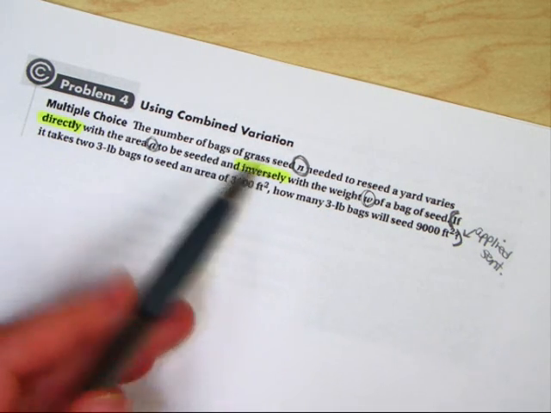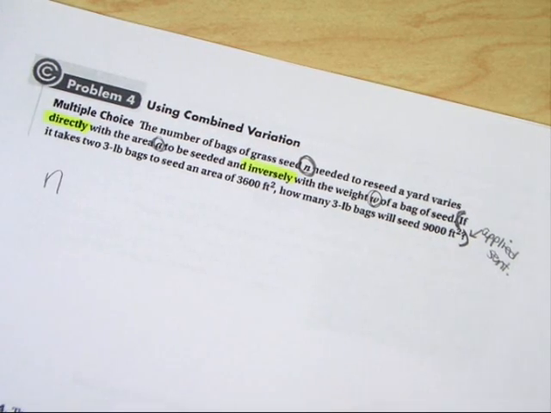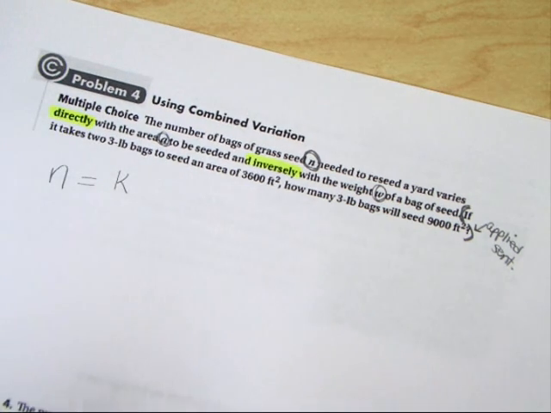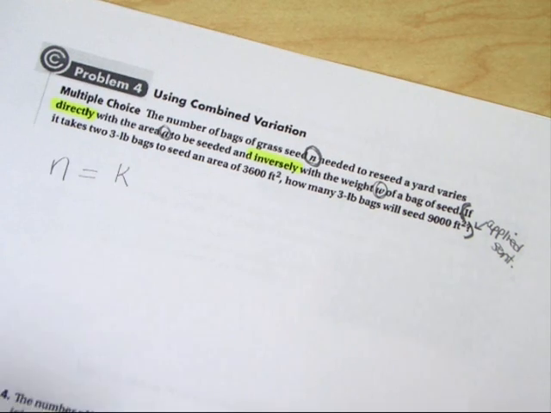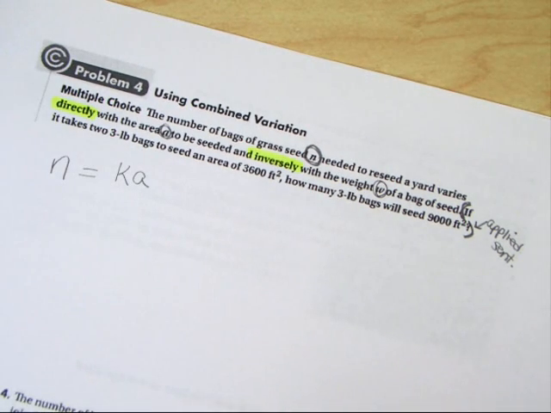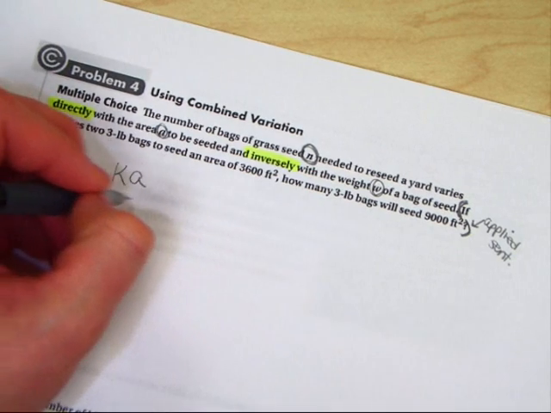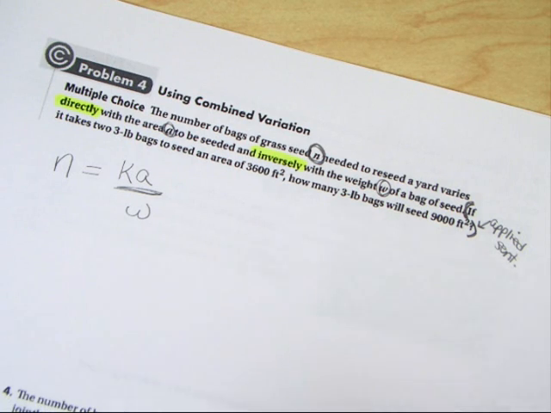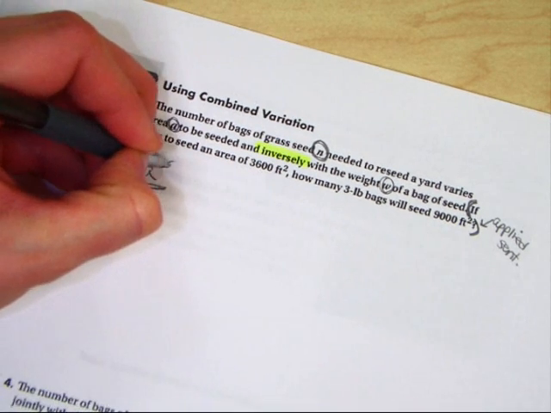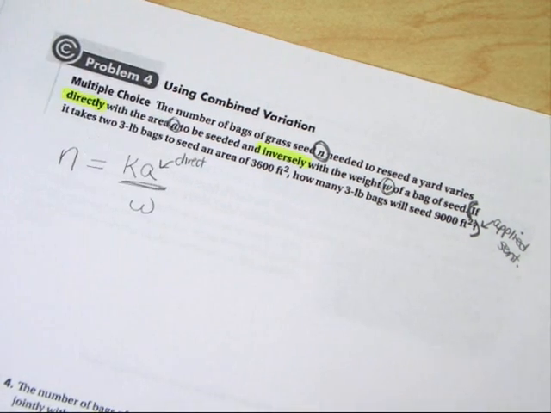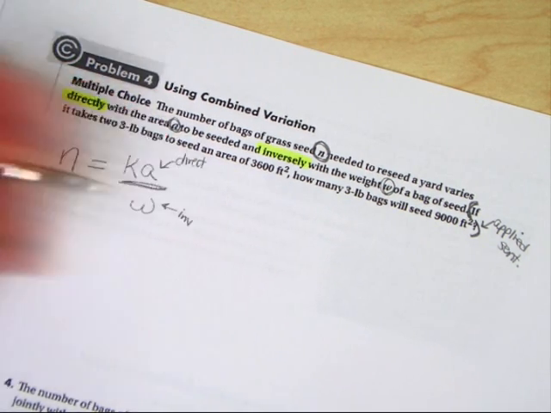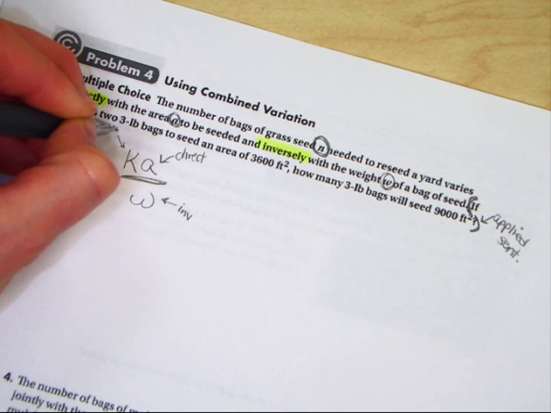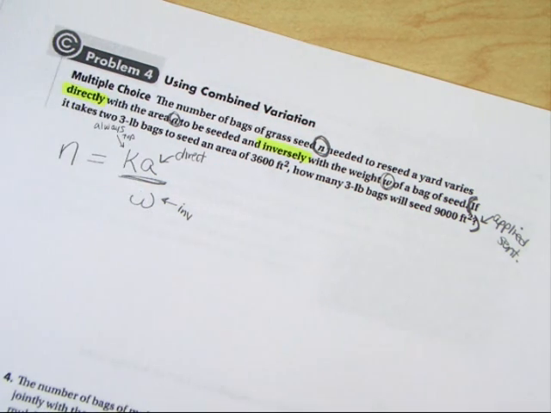The number of bags of grass needed, N. It varies. Ready? Anytime you hear the word it varies, you write N equals K. It varies directly with the area, but it varies inversely with the weight. And that's how you make that equation. Directly is A. That's why we put it on the top. Inversely was W. That's why we put it on the bottom. K is always on the top. K always goes on the top.